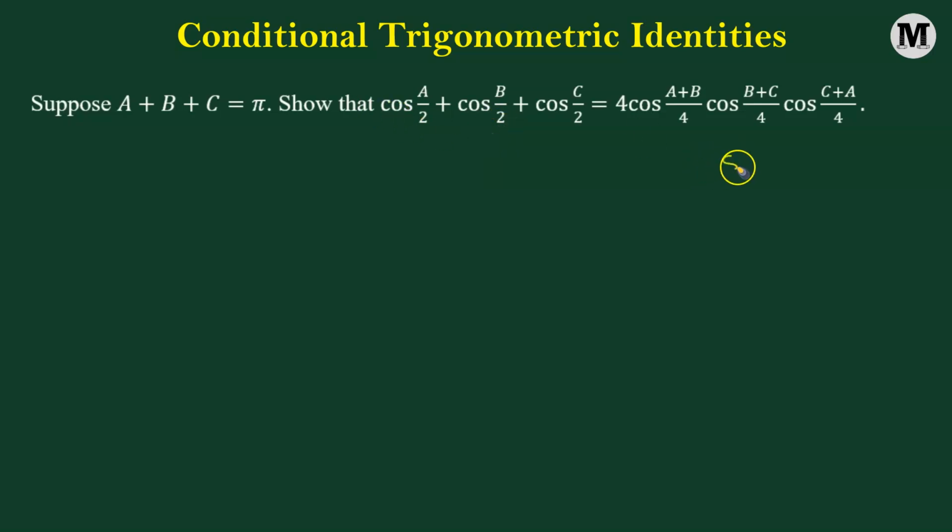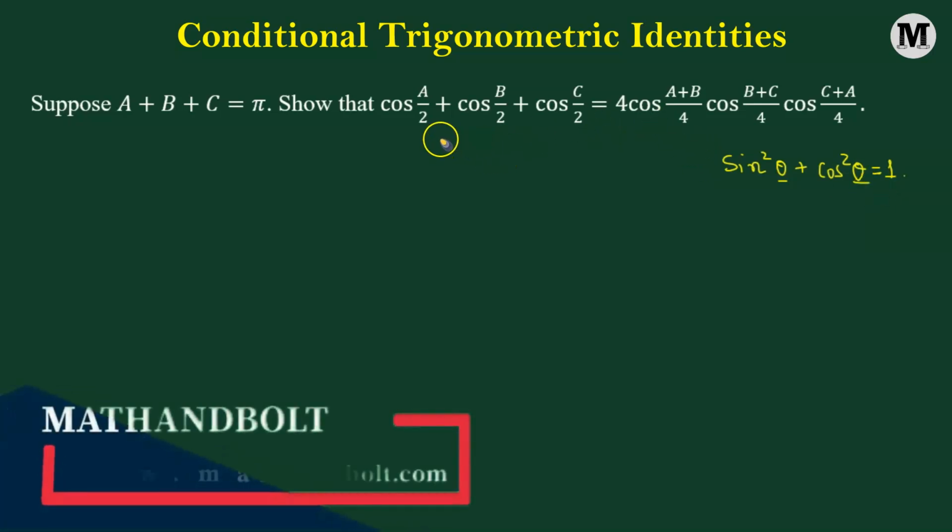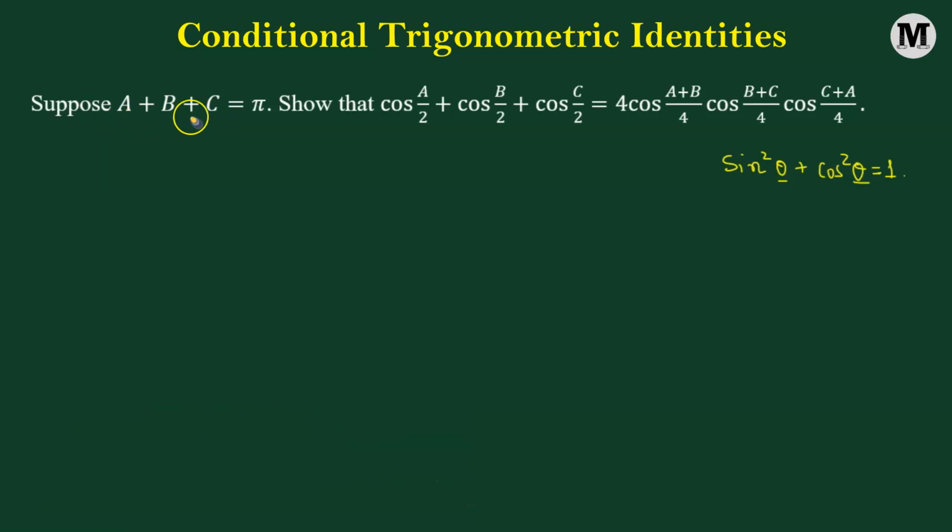The reasoning behind this is, if we consider the trig identity sine squared theta plus cosine squared theta equals 1, it's called an identity for a reason, because it is going to be true for any values of theta that we choose. However, for our case, it's a conditional trig identity, because we cannot choose any random values of a, b and c. We have to choose the values of a, b and c such that the sum always equals pi radians. Anyways, we will not try to find out the values of a, b and c here. We'll only try to prove that the given identity is true.